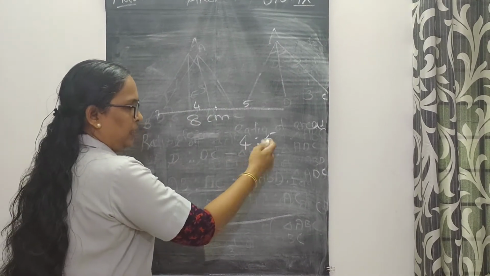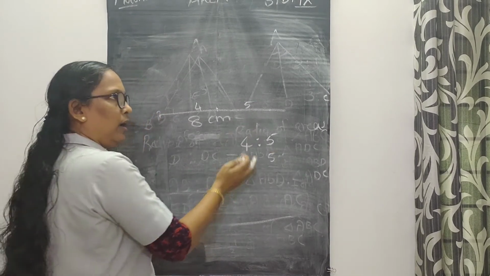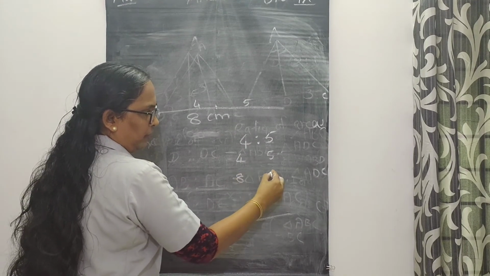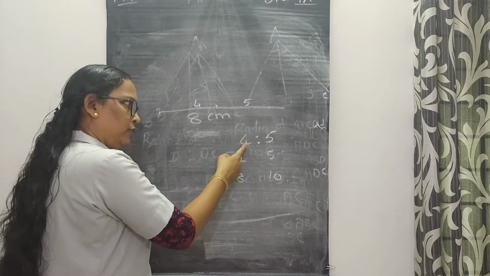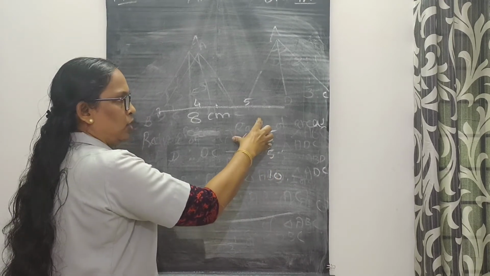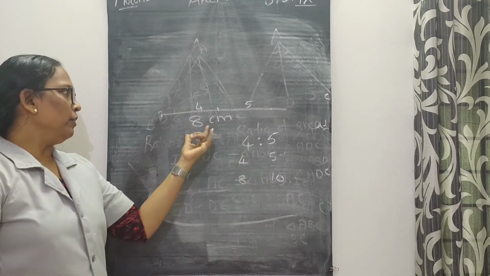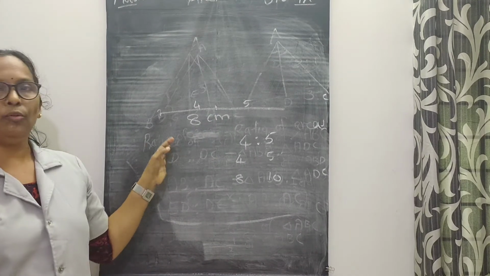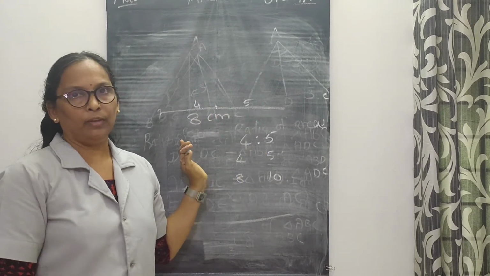So 4:5 means it can be 4 centimeter or 5 centimeter, or multiples of 4 and 5. That is, if it is 8 centimeter then it will be 10 centimeter. That is the meaning of ratio. 4:5 means 4 centimeter or 5 centimeter or 8 centimeter or 10 centimeter. These are the multiples of 4:5. That is the meaning of 4:5. Now here we can divide this line of 8 centimeter into two parts, that is, divide it in the ratio 4:5.